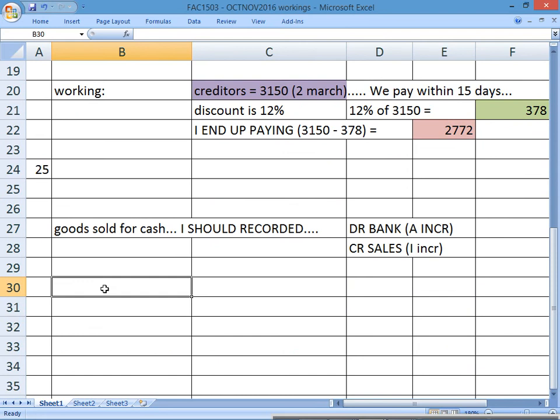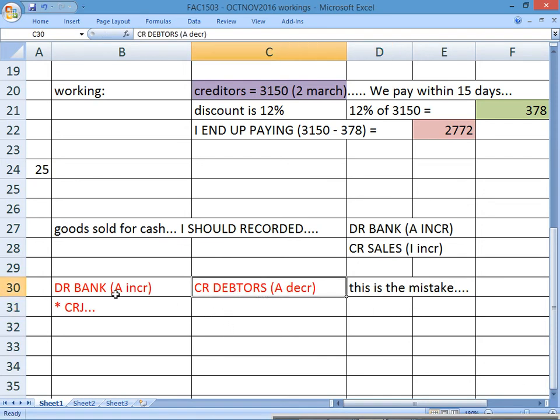So what does that mean? Well, in the cash receipts journal, CRJ, which we'll talk about just now, you would debit the bank, asset increase. Bank always goes up in cash receipts. If you get something, it's going to increase your bank. They said it was incorrectly recorded in that journal, and then you would have credited the debtors, asset decrease. This is what happened, which was the mistake. They incorrectly posted this to the debtors column in the cash receipts journal. So bank would have gone up, debtors would have been affected. I shouldn't have done that.